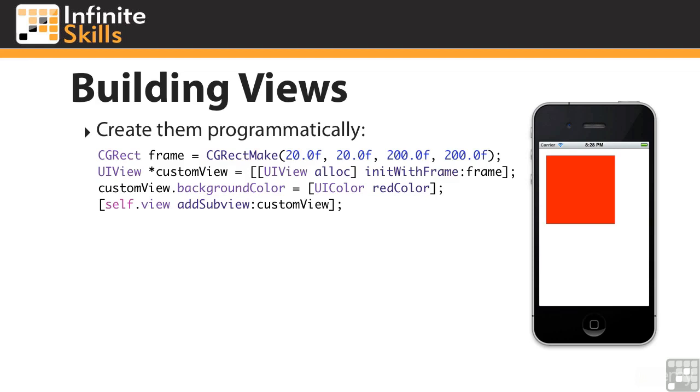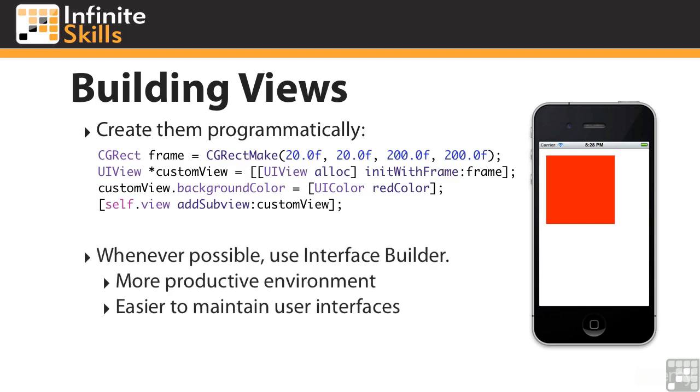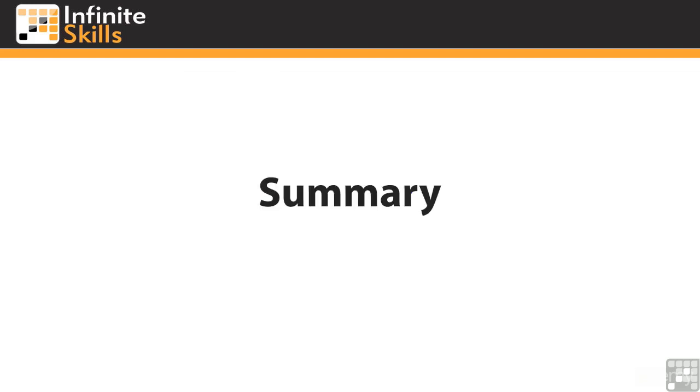Although we can create views programmatically, whenever possible, we really want to use Interface Builder. This is just a much more productive environment, and it's far easier to maintain user interfaces over the long term. UIView provides the building blocks on which all iOS user interfaces are created. Out of the box, the UIKit framework provides a large set of components for building iOS apps, but we can also create our own as we need to. The remainder of this chapter will look at working with UIViews.